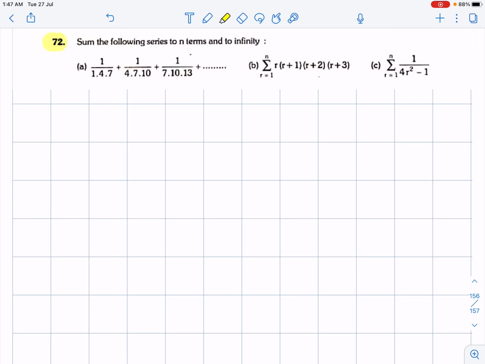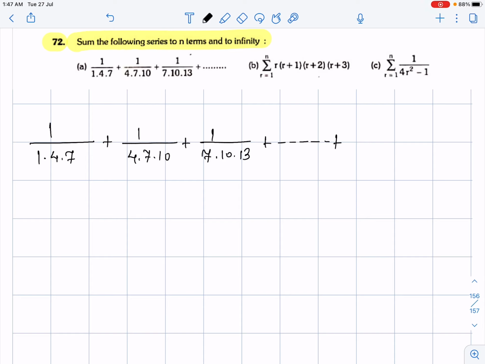Here I came up with the 72nd question written on the screen. Sum the following series to n terms and to infinity. The series given to us is 1 divided by 1 multiplied by 4 multiplied by 7, plus 1 divided by 4 multiplied by 7 multiplied by 10, plus 1 divided by 7 multiplied by 10 multiplied by 13, and it goes on up to the nth term. First of all, we sum it to n terms, and then to infinity.